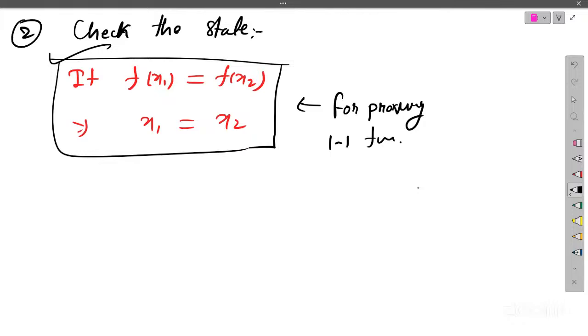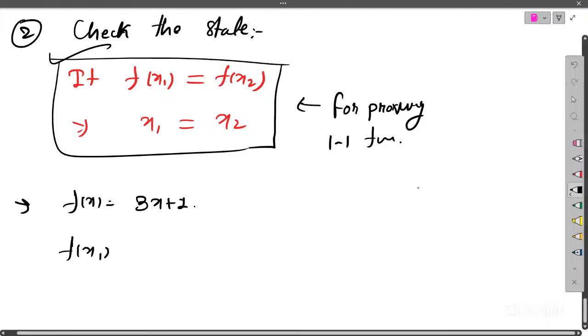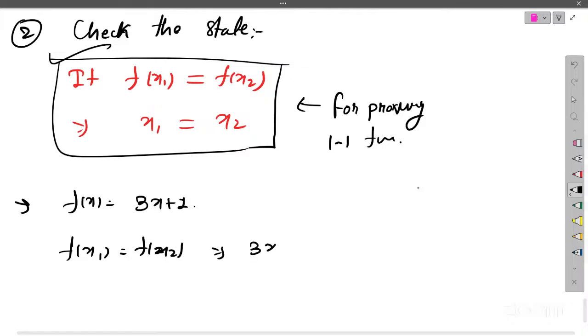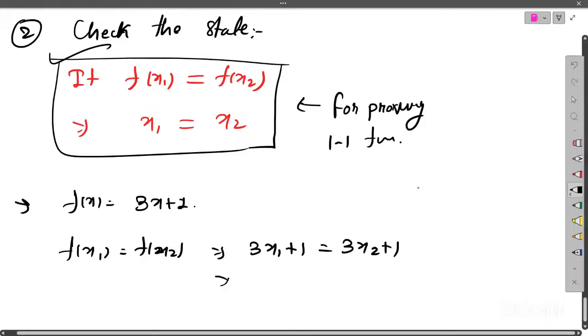So for example, again I'll take the equation of a line only. Suppose I have 3x plus 1. If you assume f of x1 is equal to f of x2, that means we are assuming 3x1 plus 1 is equal to 3x2 plus 1. So this implies 3x1 is equal to 3x2. Yeah, we can cancel out 1 from both sides. So it means x1 is equal to x2. So that's how you can check this particular statement.